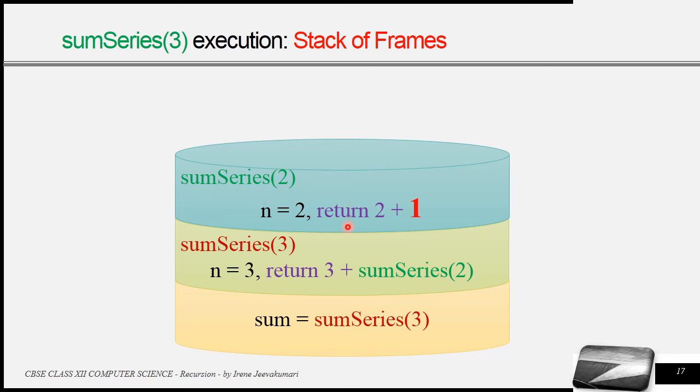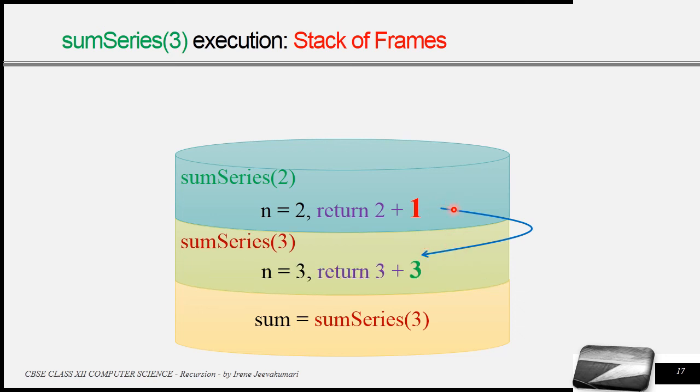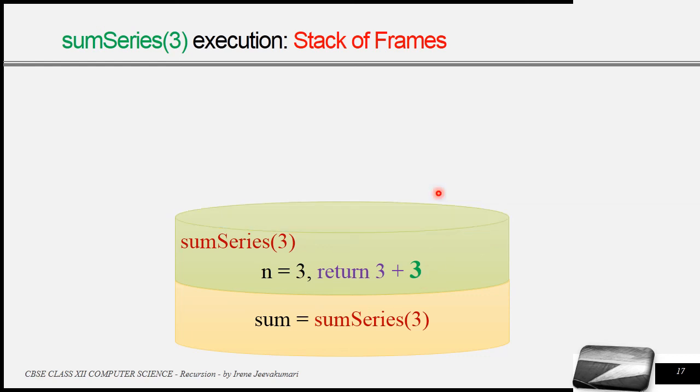Now here the return statement will return 2 plus 1, that is 3, to the function call statement SumSeries from where it was called. It was called from here. So value 3 will be returned in this place. After returning the value 3, the topmost frame will be removed from the stack.